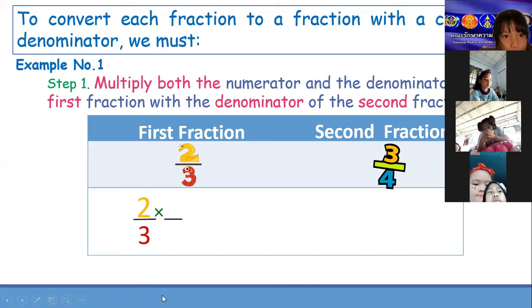Denominator of the second fraction. Our second fraction is 3/4, right? So what is the denominator of the second fraction?